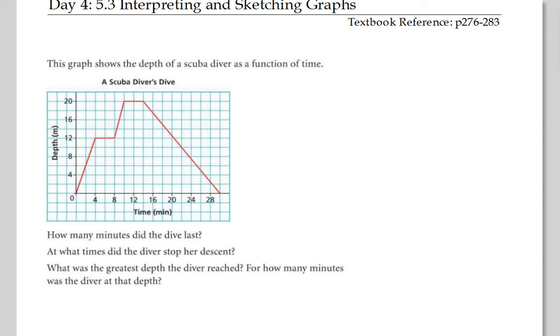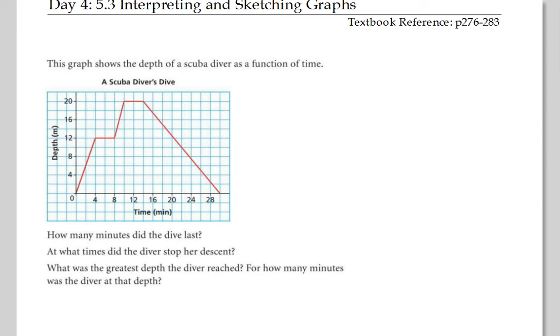Okay, so in the first 4 minutes you travel 12 meters. What's happening in the next 4 minutes between 4 and 8? What's happening here where the depth doesn't change? So what's he doing here for 4 minutes? Does he go up or down? So for 4 minutes, he's just hanging out here at 12 meters. Because what's not changing? Yeah, the meters is not changing.